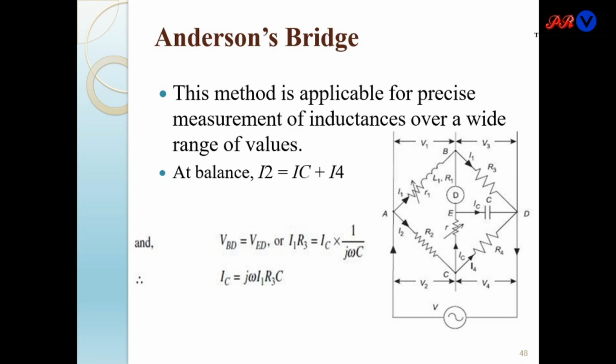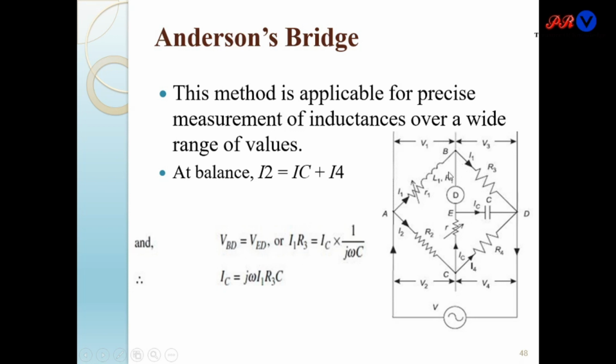So here we have an additional arm, C, through which IC current flows. This I2 current divides into two parts, IC plus I4. At balance, I2 is equal to IC plus I4. VBD is equal to VED. BD is this branch and ED is this branch, as these branches are in parallel. So voltage across this branch must be equal to this branch.